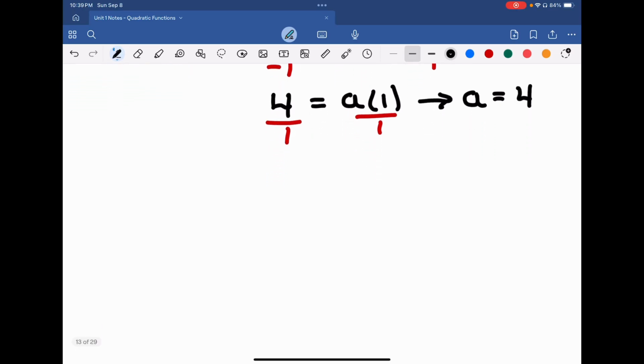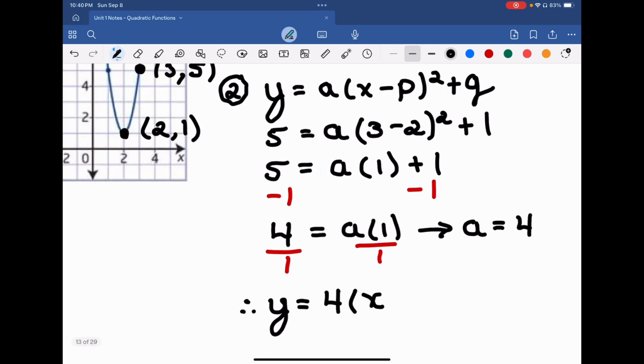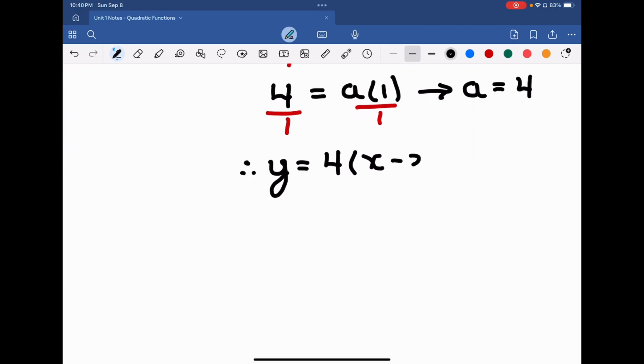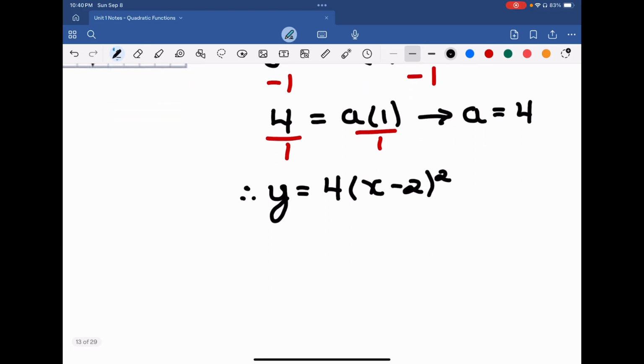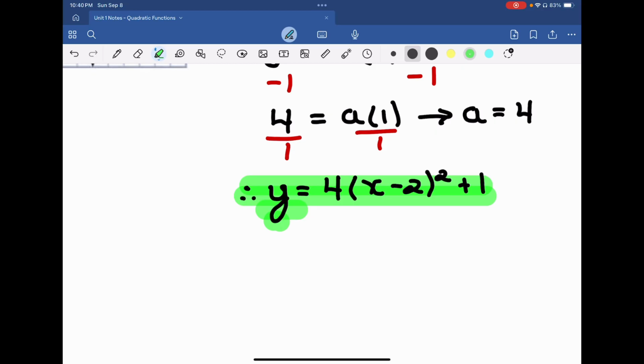All right, now to summarize this, we're going to put it in our equation. y is equal to a, which is 4, times (x, was it a positive or a negative? Let's just make sure. It was a negative 2 because we shifted to the right) squared. Our q value was positive 1, and there we go. So there was a vertical stretch, there was a horizontal translation, and there was a vertical translation. Excellent, there is our final form here.